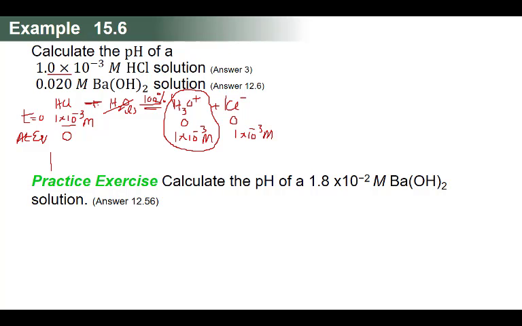So now we can calculate the pH is equal to negative log hydrogen ion, or the hydronium ion. This is the same thing. So that will be equal to minus log 1 into 10 to the power minus 3. So that is equal to 3. So the pH will be equal to 3.